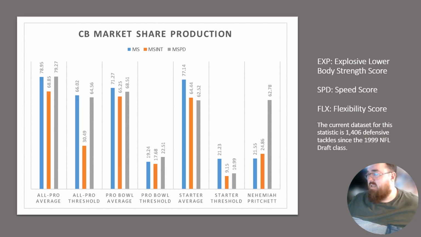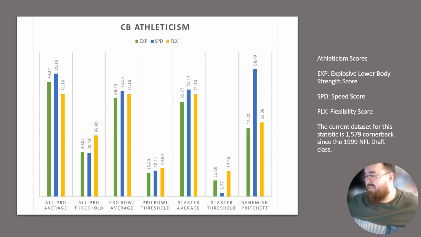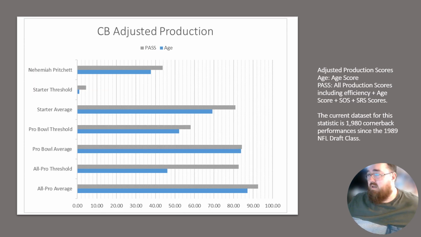Taking a look at his data, he had really good pass deflection data with below average solo tackle and interception data. When you look at his athleticism traits, really good speed score, with below average explosiveness and average flexibility for his size. So again, not the best athlete all around, but definitely had really good speed. And then when you look at his pass score or adjusted production, this looks at his strength of schedule, strength of team, all that kind of stuff.